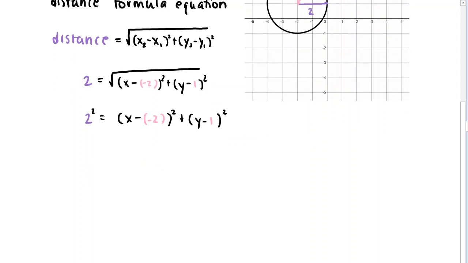And maybe I'll simplify this a little bit further. So this comes out to be 2 squared is equal to (x plus 2) squared plus (y minus 1) squared. And so this is the equation of our circle.